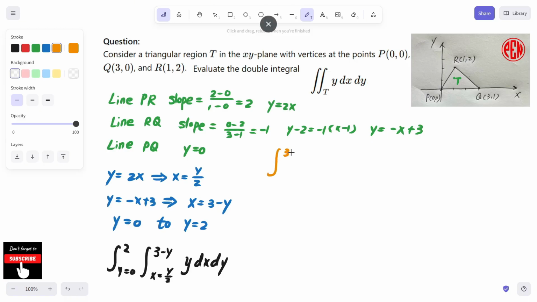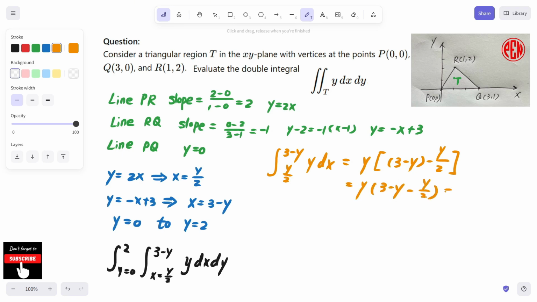Next step is to integrate with respect to x. So we now compute the inner integral. We're integrating y with respect to x from x equals y divided by 2 to x equals 3 minus y. Since y is a constant in this step, we can factor it out. So we get y times the difference between the upper and lower bounds, which is 3 minus y divided by 2. Let's simplify that expression.